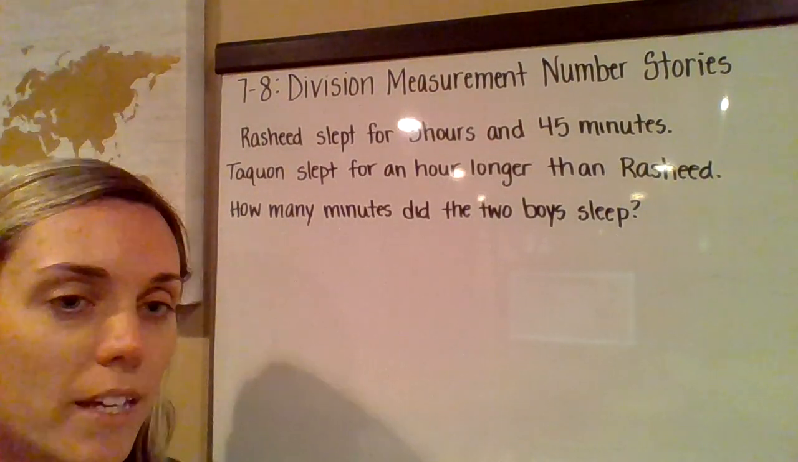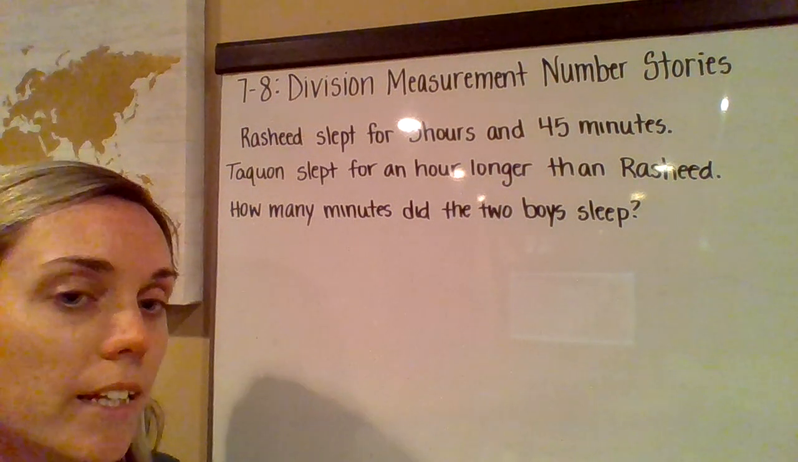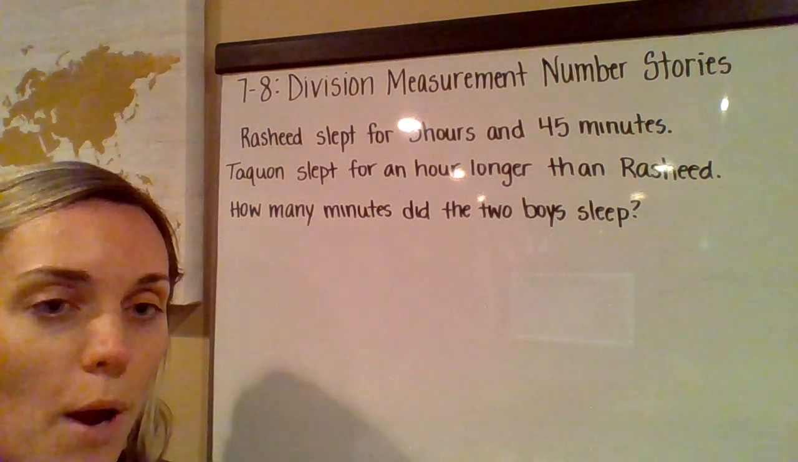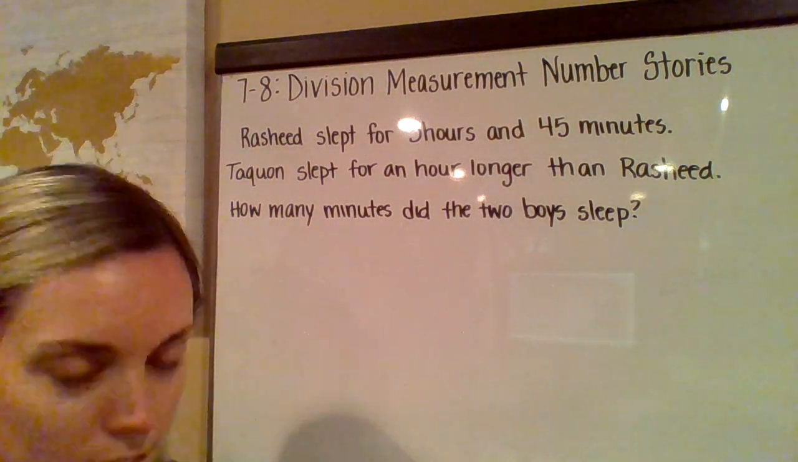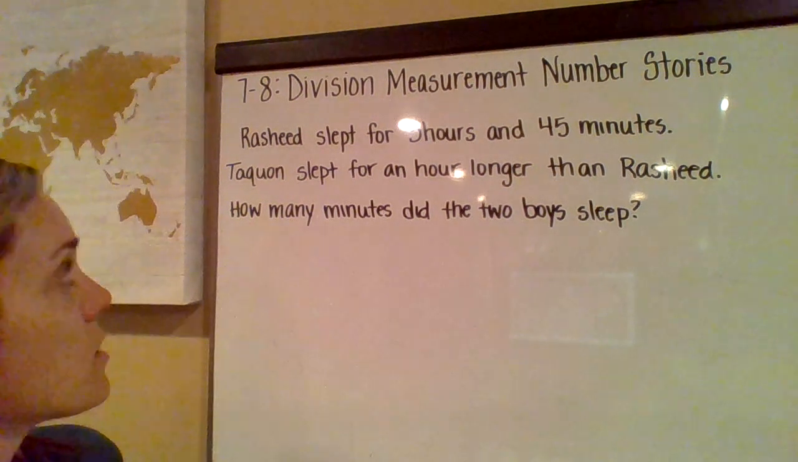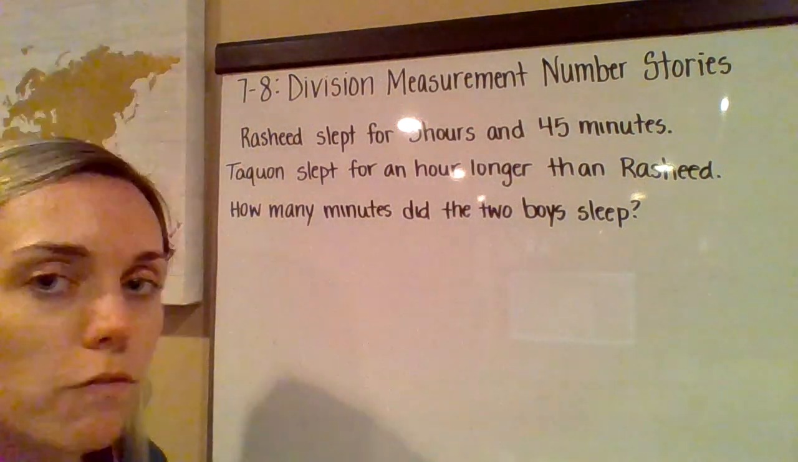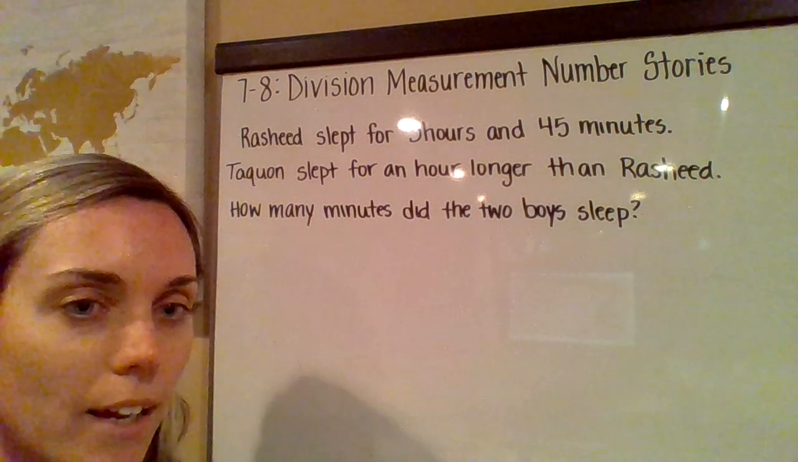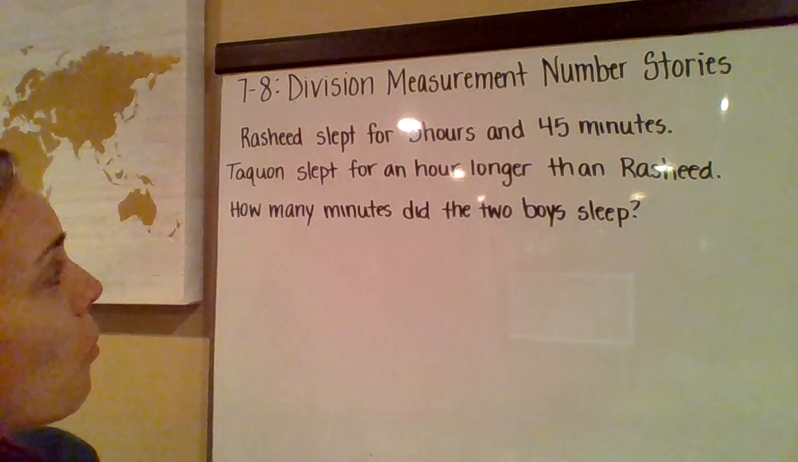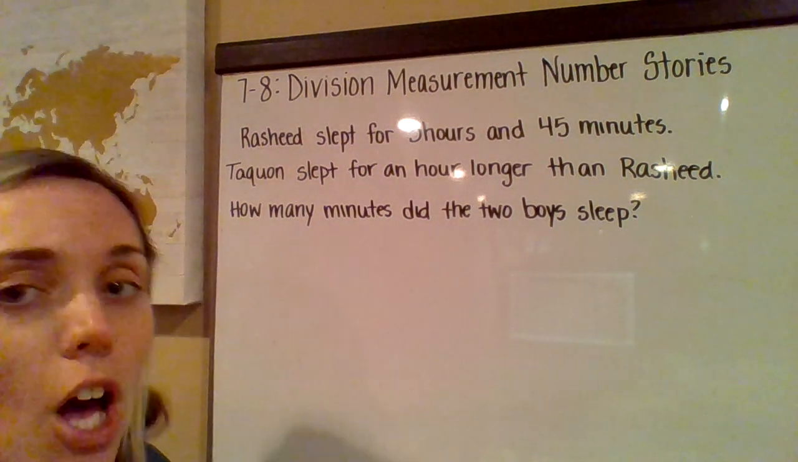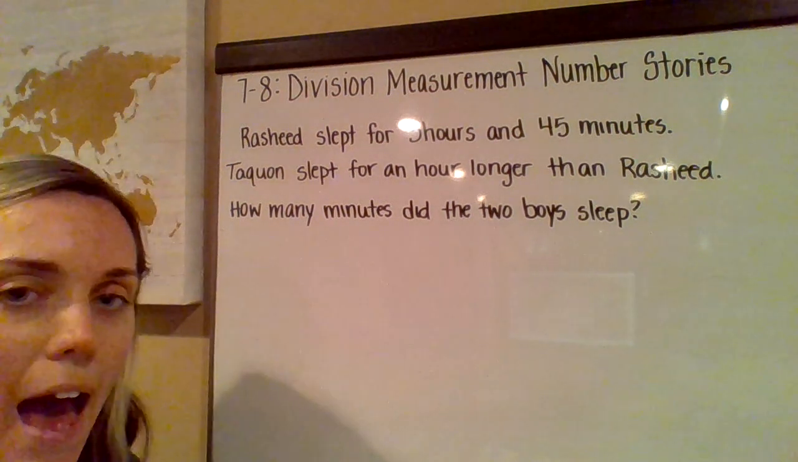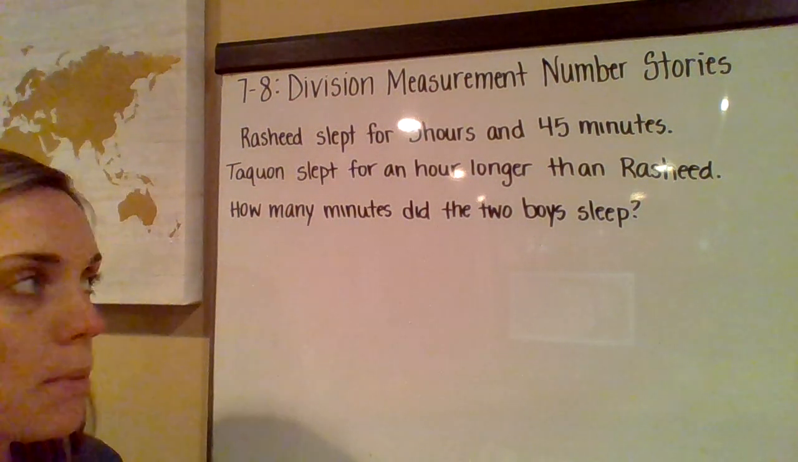Okay, so here is a number story dealing with time, and your first problem today will deal with time. So I gave you an example. So let's take a look at this. It says, Rashid slept for 3 hours and 45 minutes. Rashid does not get enough sleep. And Taquan slept for an hour longer than Rashid. How many minutes did the two boys sleep?